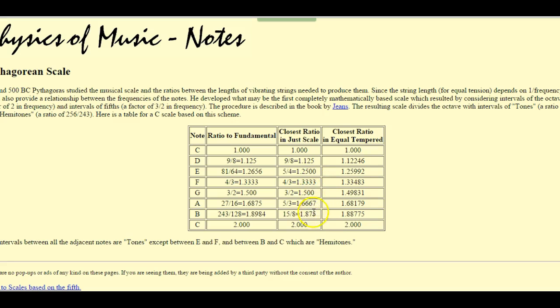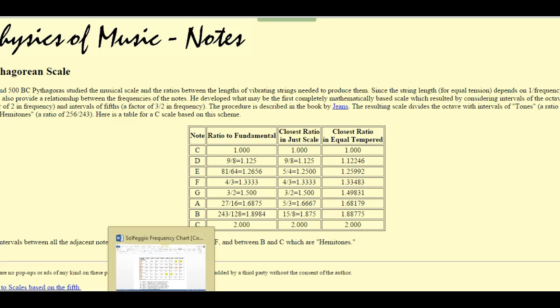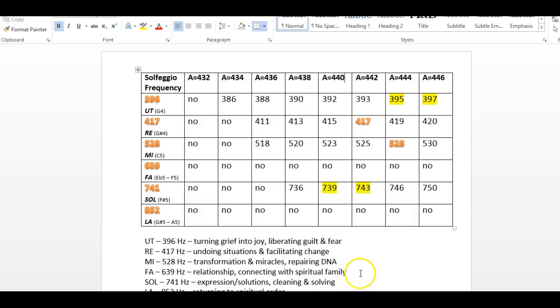So the distance between the notes here are much more different in the just scale than they are in the equal tempered scale. But again, temperament is literally tempering the distance from note to note. So in a nutshell, that's what it is. Okay, so let's go back to this lovely chart here.